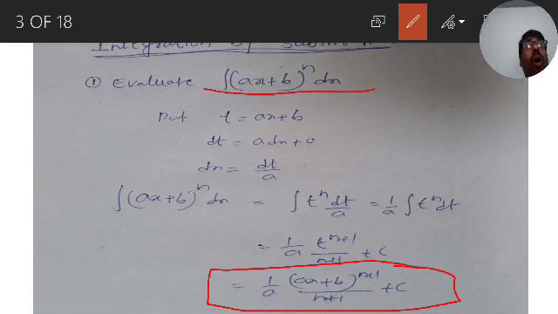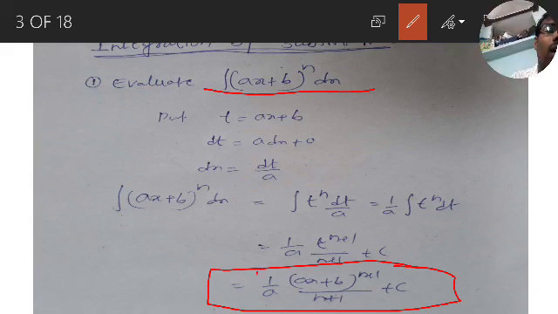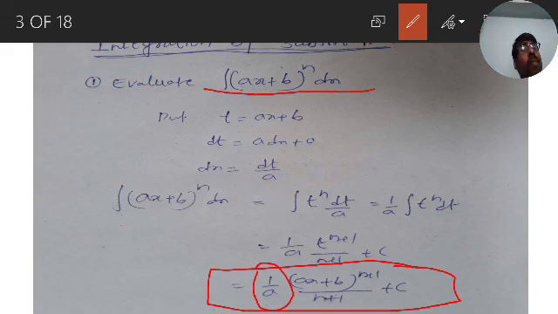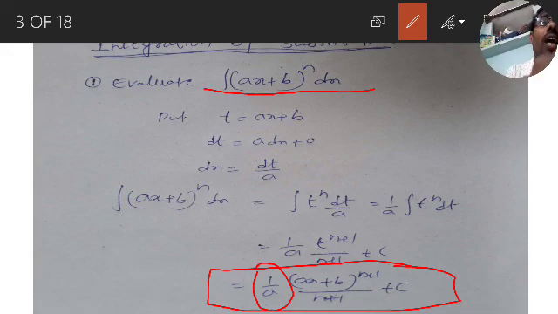Integration of ax plus b whole power of n into dx is, what is that? Ax plus b whole power of n plus 1 by n plus 1 into 1 by a. What we got? Extra term. X power of n integration is x power of n plus 1 by n plus 1 plus c. Now ax plus b whole power of n integration is ax plus b whole power of n plus 1 by n plus 1 into 1 by a. What is this? Extra term. What is a? A is the coefficient of x. So 1 by a into ax plus b whole power of n plus 1 by n plus 1.